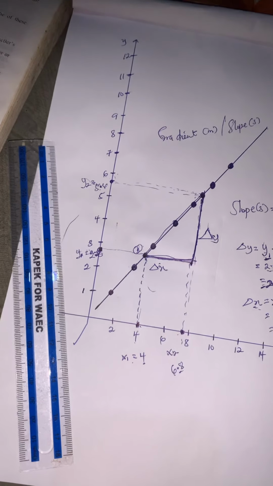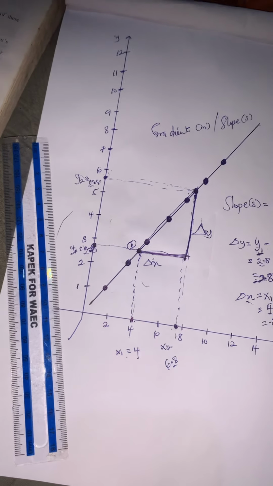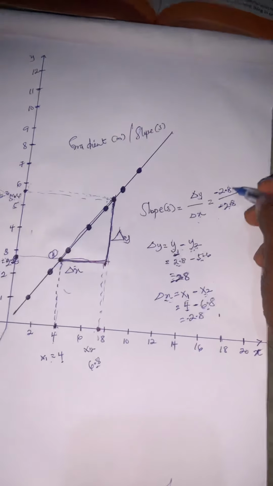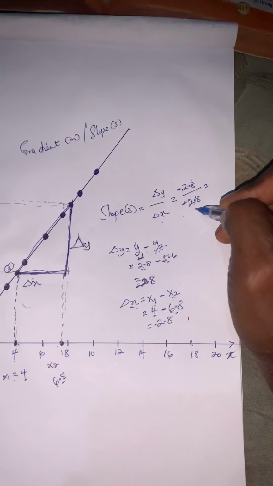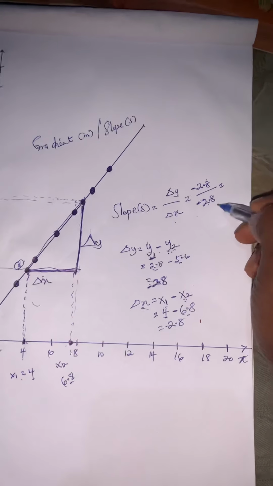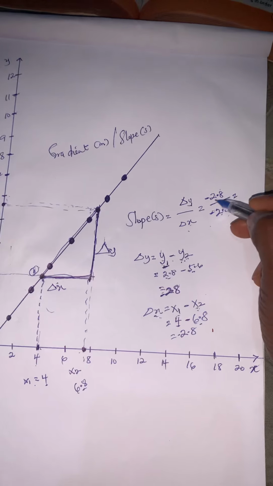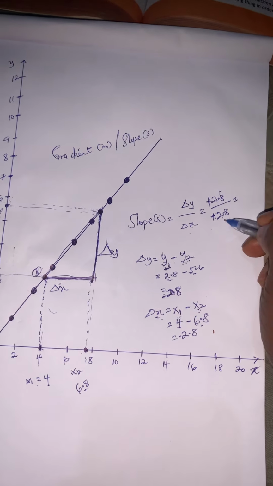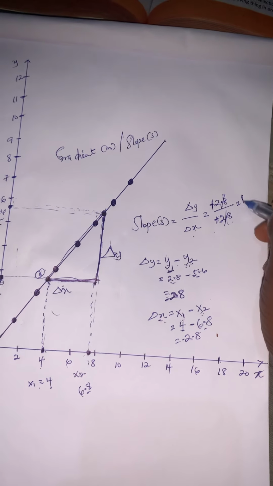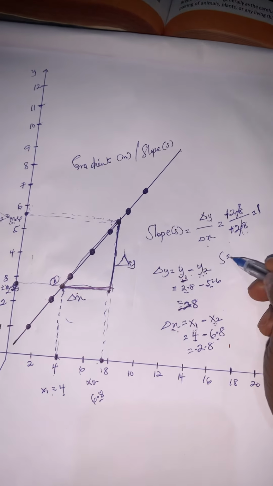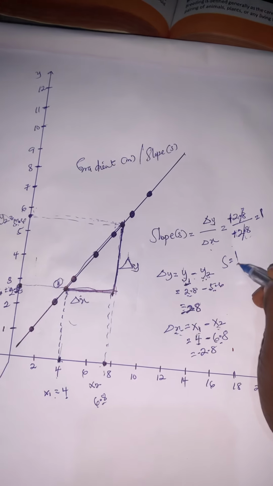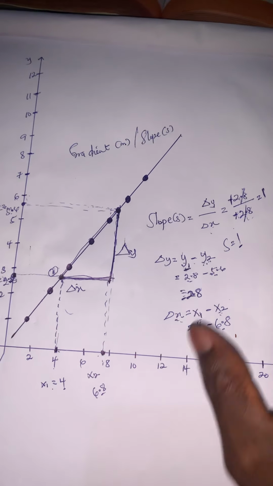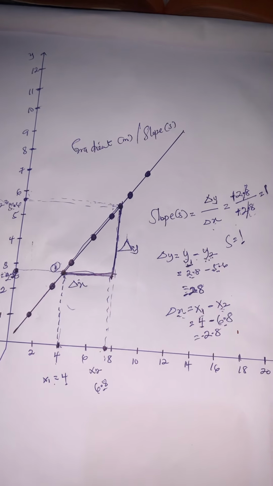So when you divide, the numerator is the same as the denominator. When you do this negative, you cancel the negative. And since this is the same as this, everything cancels out to give you 1. So your slope, which is s, is equal to 1. That is all we are looking for.